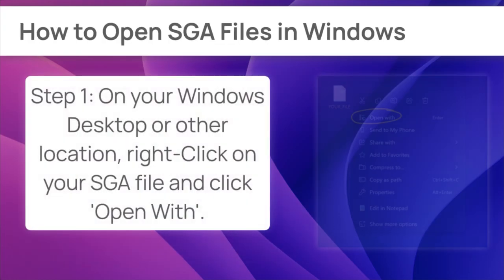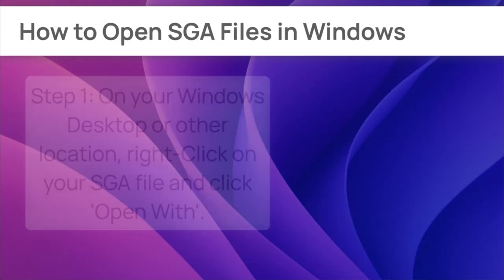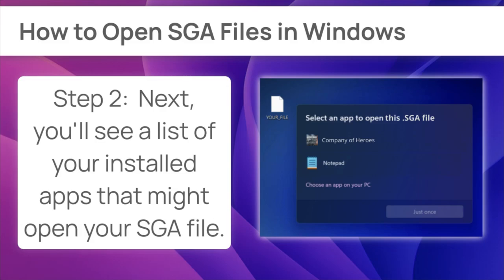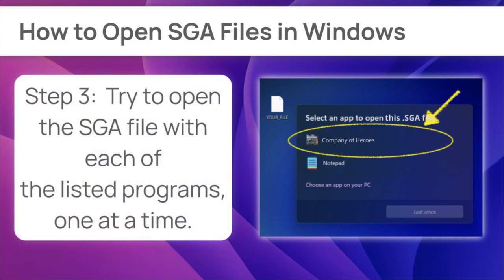We're testing the system's ability to interpret the file's header. Right-click the SGA file and click Open With. Test Company of Heroes first. If it's unavailable, choose another program. The right tool is key to success.